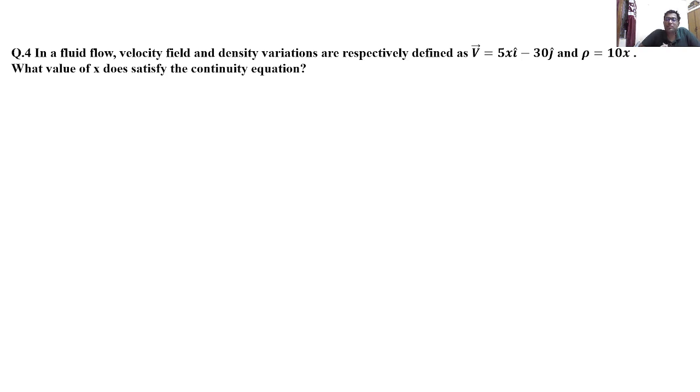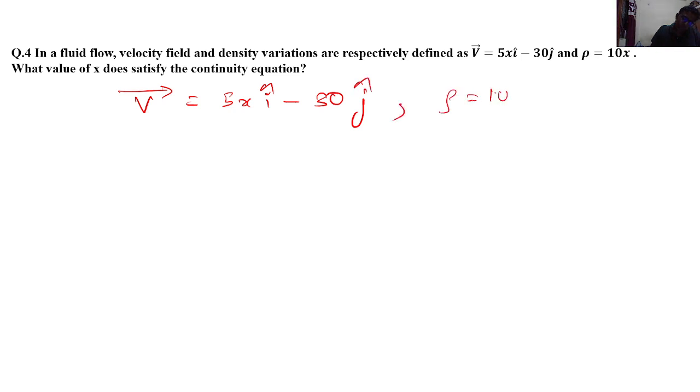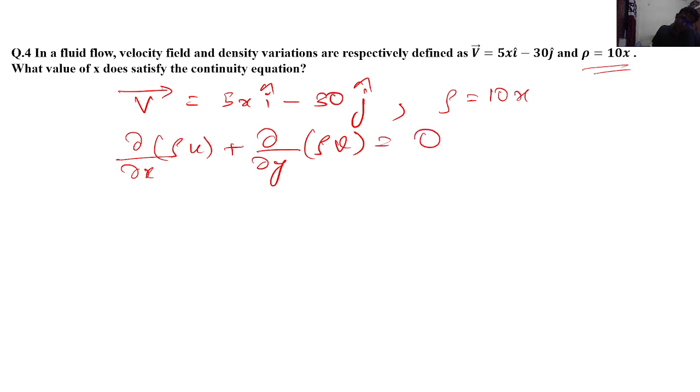We need to just substitute these values into the continuity expression, and then we can find out the value of x. So V is 5x i cap minus 30 j cap, and rho is equal to 10x. First of all, it is a steady state equation, because rho is not given in terms of t. So del by del x of rho u plus del by del y of rho v is equal to 0.